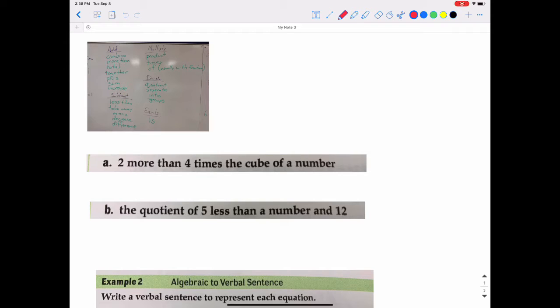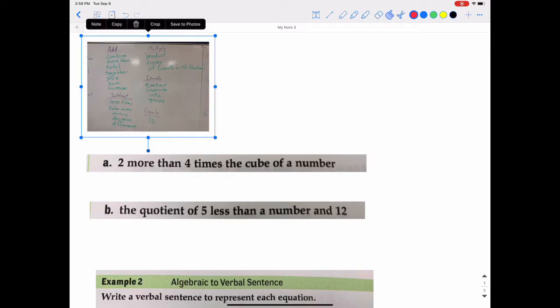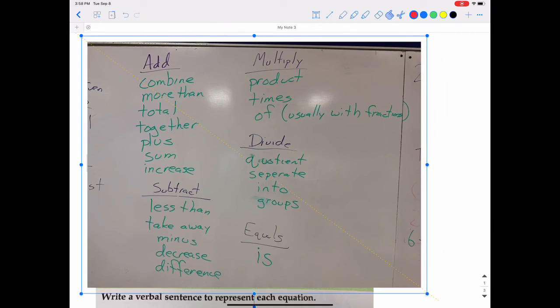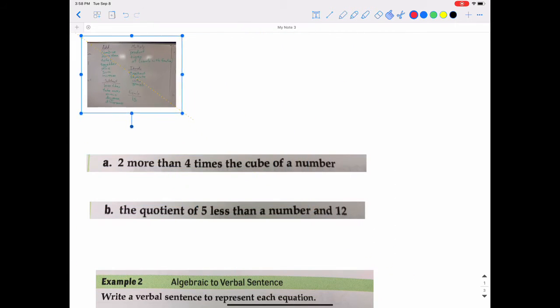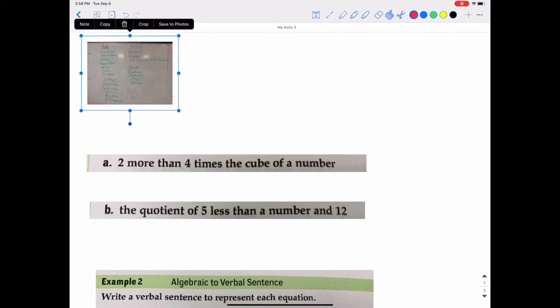So on page 5, the first example is to write an algebraic expression to represent each verbal expression. There are lots of words in math that represent different things. Here is but a short list of them right here. If you need to pause to look over these, go ahead and do so. Otherwise, I'm going to shrink it back up.